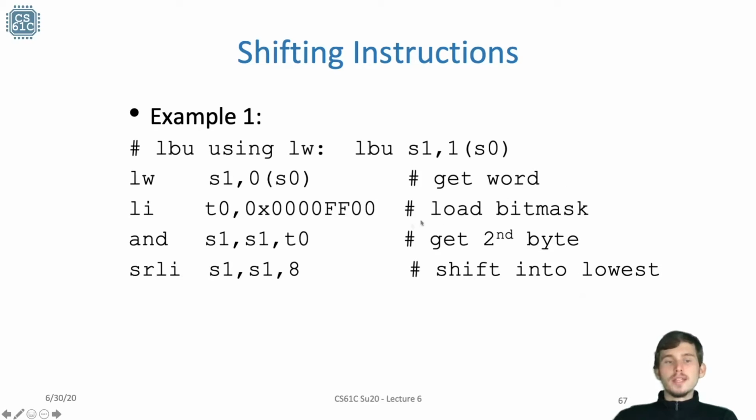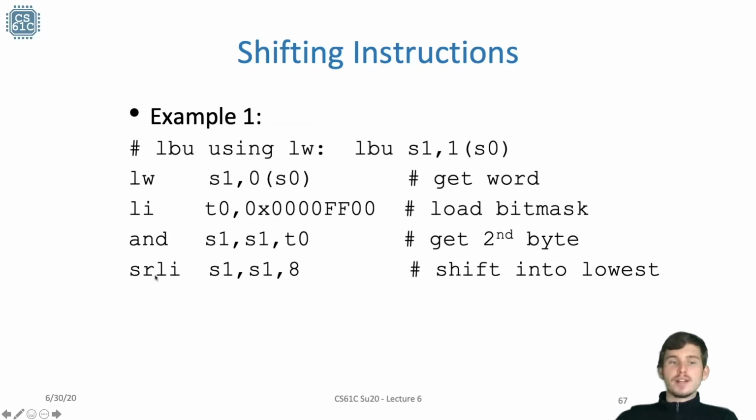Next, I'm going to load in a bit mask. I'm using the pseudo instruction load immediate, which will split this into multiple different instructions if needed, so that it can create the bit mask that we need to actually get the second byte here. And that's what this AND is doing. It's taking this bit mask and ANDing it with this, so then we can get the second byte here, which is what is equivalent to 1 when we're doing a load byte unsigned.